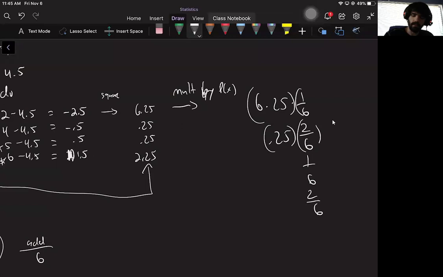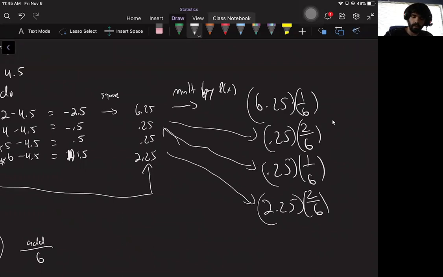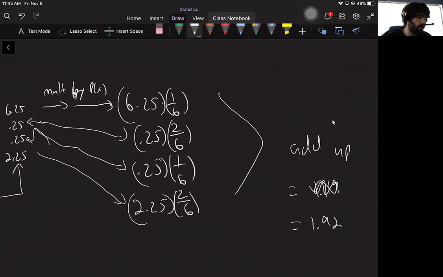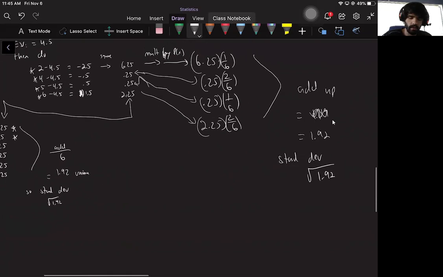So this is what I'm doing, except I zoomed out, so now it looks all weird, but it's okay. Okay, so I'm multiplying. And then I'm going to add those up. And that will, again, be 1.92. And then standard deviation will be the square root of that. And voila, that's exactly what we wanted.